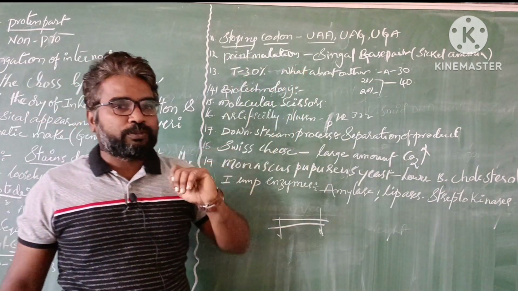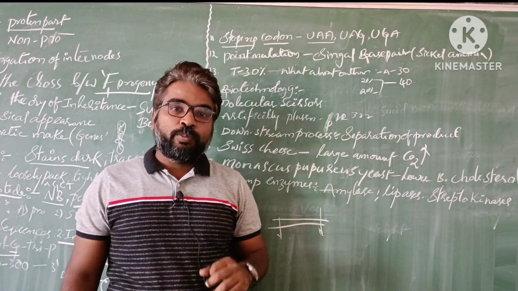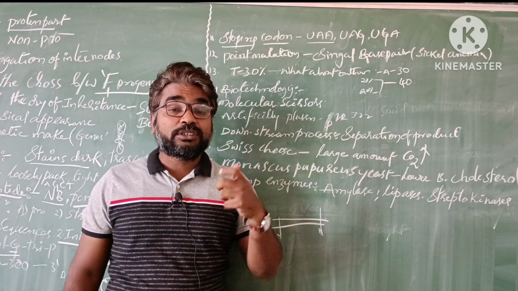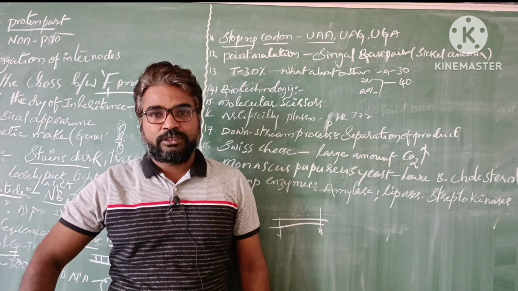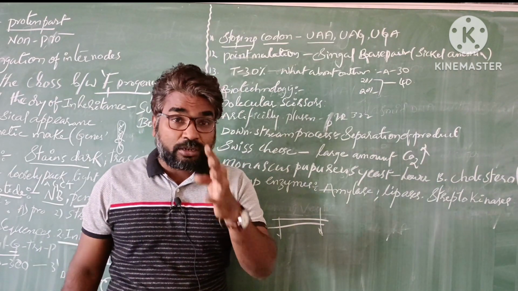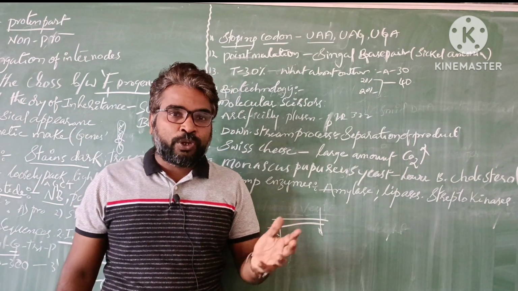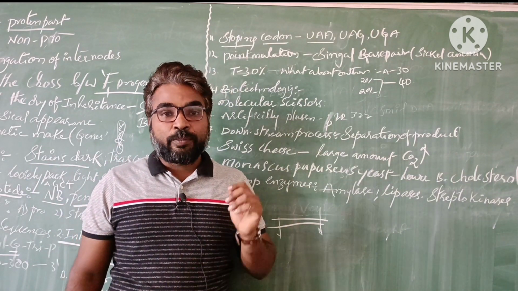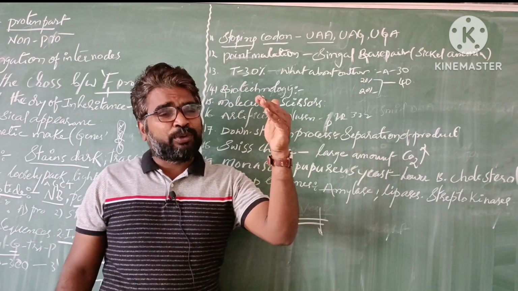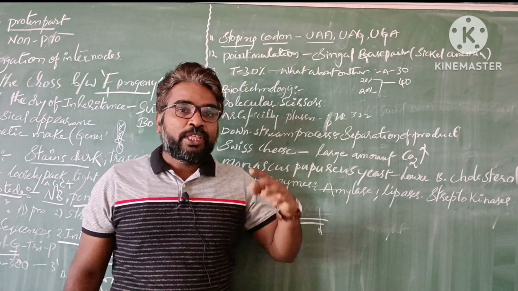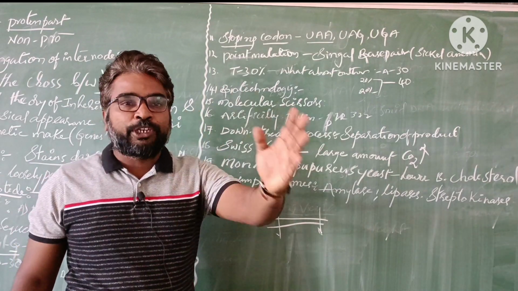Point mutation. What is mutation? Mutation is a sudden change that may occur in the DNA sequence, in the genetic material. That we call a mutation. There are different types of mutations, but from the examination point of view, they may ask about point mutation.